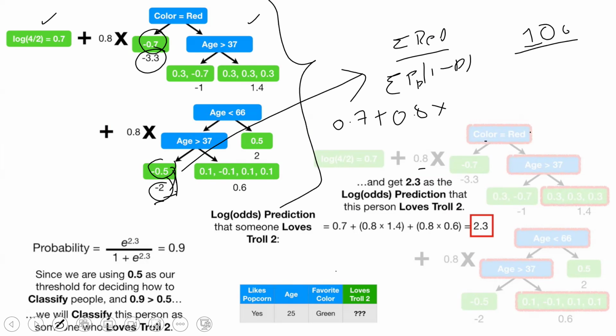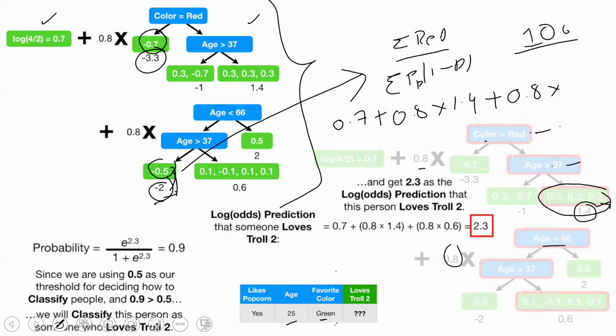Color is equal to red, which is false. Here it is green, right? So here color is equal to red is false, so it comes here. A is 25. This is also false, it falls here. When this record is passed to this particular tree, it falls here. So log of odds comes down to 1.4. So 0.8 into 1.4 plus the learning rate of the second tree, which is 0.8 into the log of odds, the transformed value.